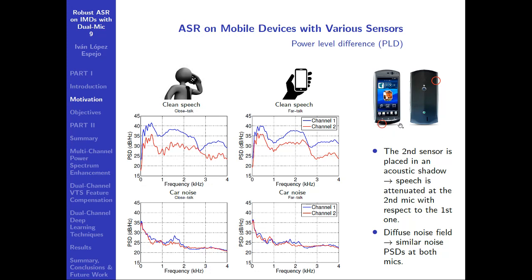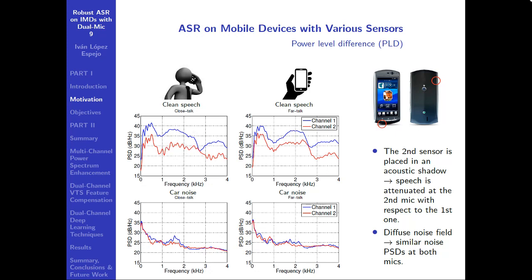So in the case of a mobile device with only 2 microphones, we have a primary microphone located at the bottom of the device, the main purpose of which is to capture the voice of the speaker, and we have a secondary microphone at the top or at the rear of the device, the main purpose of which is to get information about the acoustic environment. So this secondary microphone is placed in an acoustic shadow with respect to the speaker, and as a consequence, and as we can see from these graphs, speech is much attenuated at the secondary microphone with respect to the primary one.